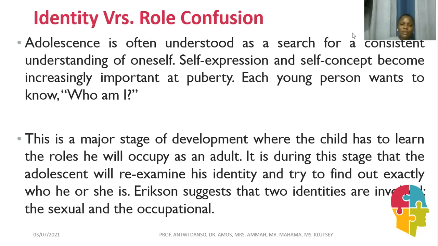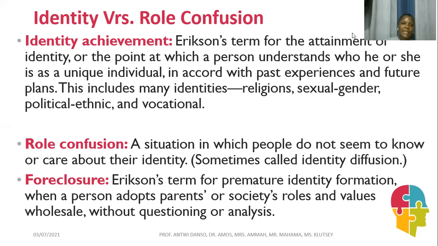So a major thing that happens at this stage is that the adolescent child learns roles that he will occupy as an adult. It is at this stage that the adolescents will re-examine their own identity and try to find out what exactly they can do, or who exactly they are. How are their own abilities unique and different from other people? So Erickson suggests that two identities are involved: sexual identity and occupational identity.